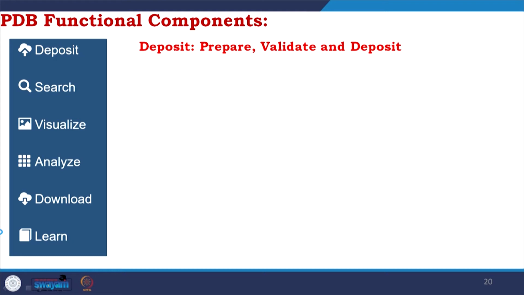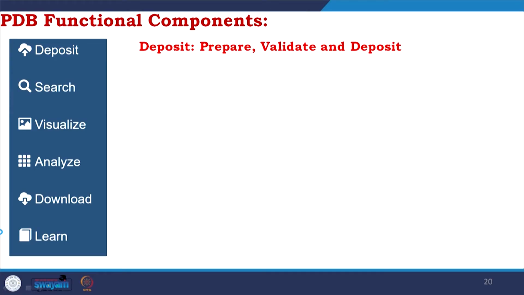So, if you look at the functional components of how PDB works, they could basically be divided into 6 parts: deposit, search, visualize, analyze, download and learn. Deposition, you could understand, you have new data you want to deposit. Deposit has 3 stages: prepare, validate and deposit.